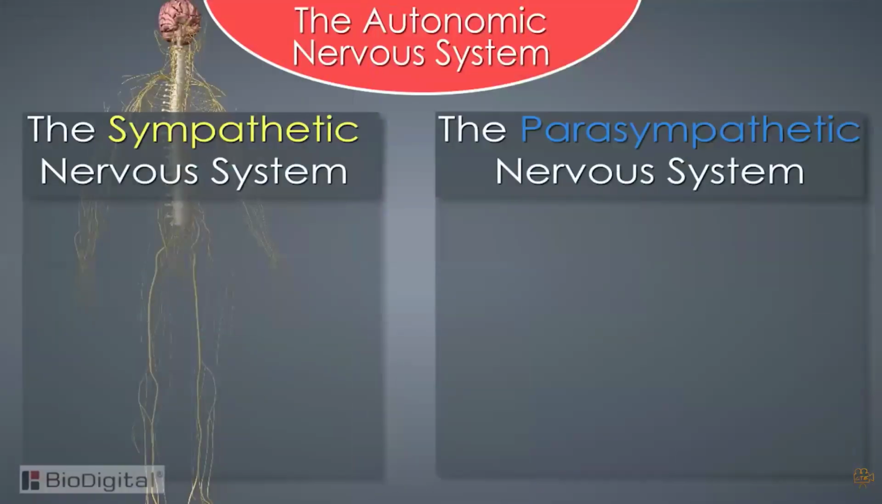The autonomic nervous system is further divided into the sympathetic nervous system and the parasympathetic nervous system.